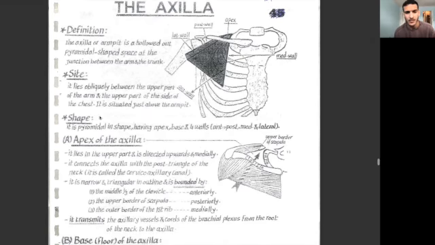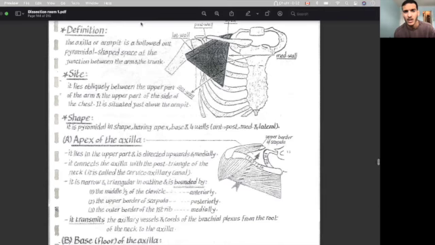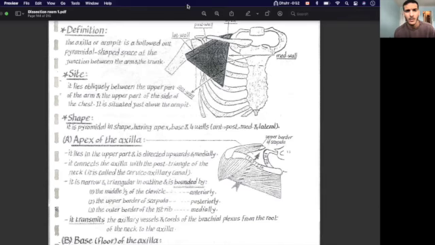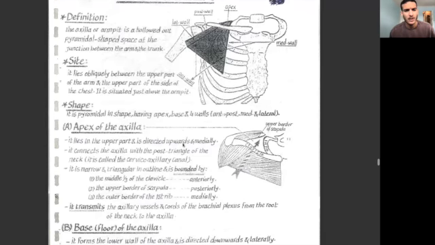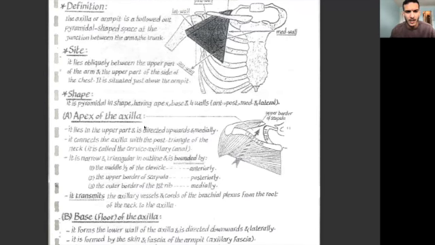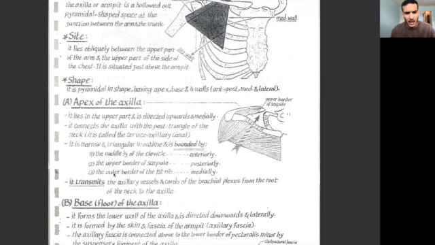Okay, shape, it's pyramidal. It has apex, base, and four walls, of course. The apex of the axilla lies between the upper bone of the scapula, the first rib, and the clavicle, and is directed upwards. It transmits the axillary vessels and cords of the brachial plexus from the root of the neck to the axilla. Okay.